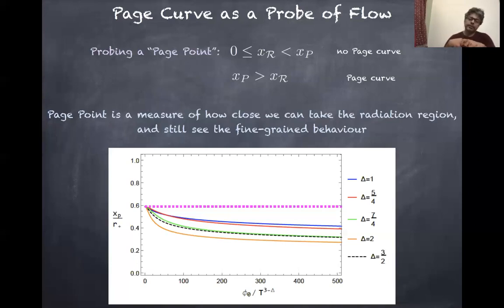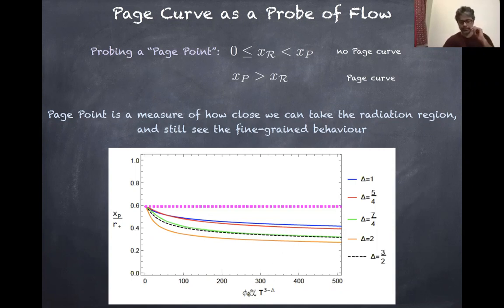So what is the behavior? Suppose I define a Page point, so to speak, as follows: the Page point is basically this XP such that if I take XR bigger than XP, I see a Page curve. But if I took XR smaller than XP, there is no Page curve. Simply said, XP is the critical distance below which I cannot reproduce a Page curve because the radiation region is too close to the brane, and above which I can indeed reproduce the Page curve because the radiation region is sufficiently far from the brane. So XP demarcates that.